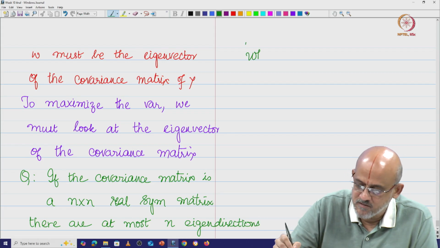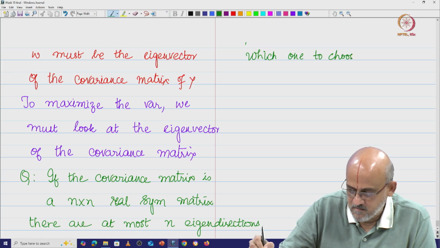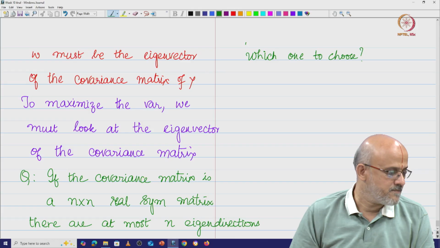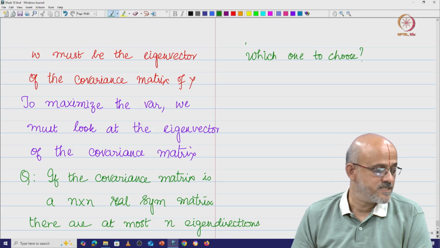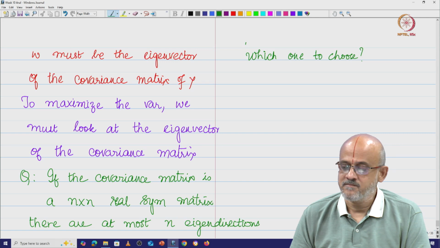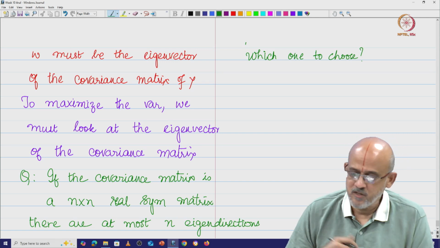So, which one to choose? That is the question. That is where the problem is, right. How do we get this? Which one to choose? That is where I need to find out the value of lambda, right. So, let us look at this.